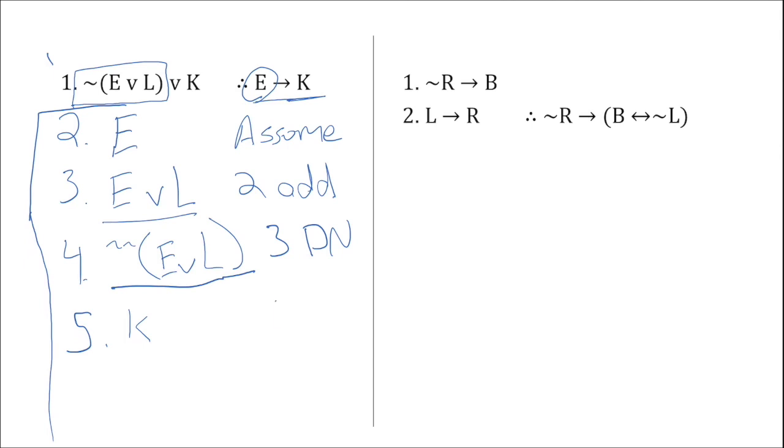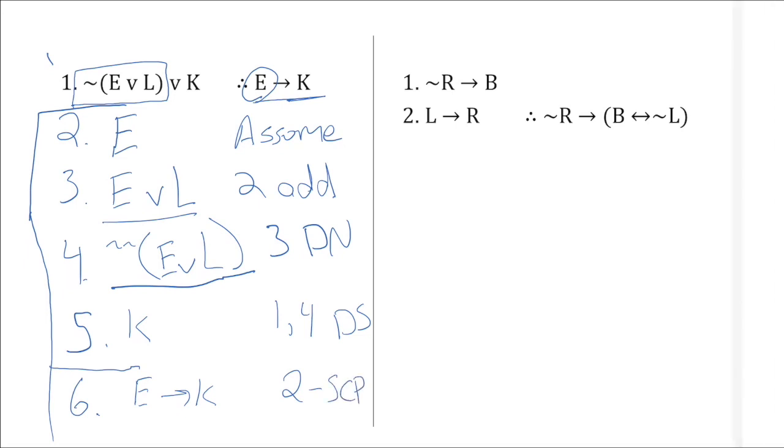from 1 and 4 disjunctive syllogism. Now that we've arrived at K, we close out our assumption. I'm sorry, that line went a little too long. And what have we shown? E arrow K from 2 through 5 conditional proof.